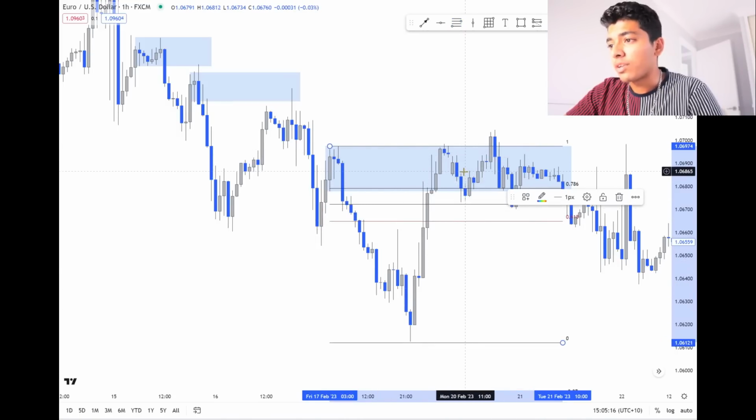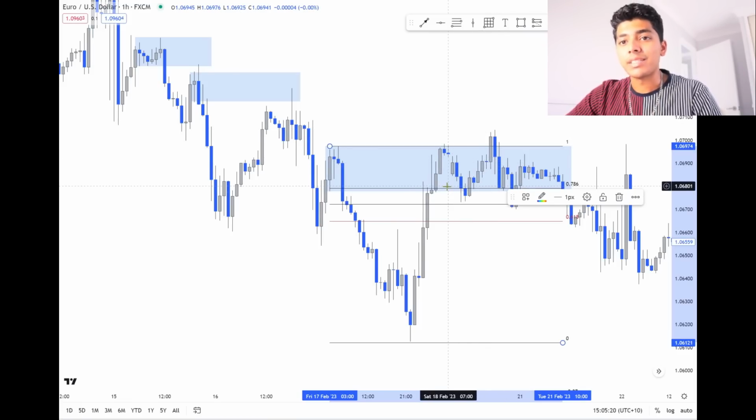Here price came into our zone, but it actually broke structure to the upside. So in this particular scenario, it didn't work out, and that's completely fine. This strategy isn't always going to work, guys. It adds to your edge, and it adds to how you can have better setups most of the time.